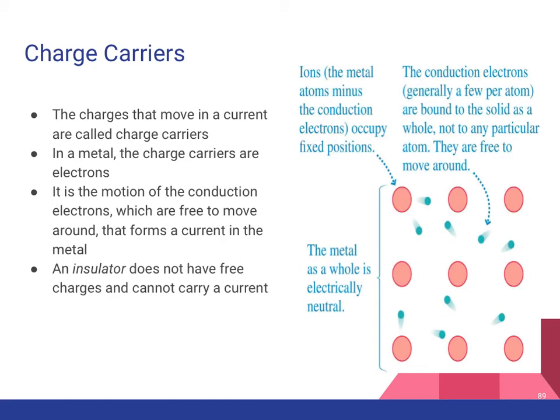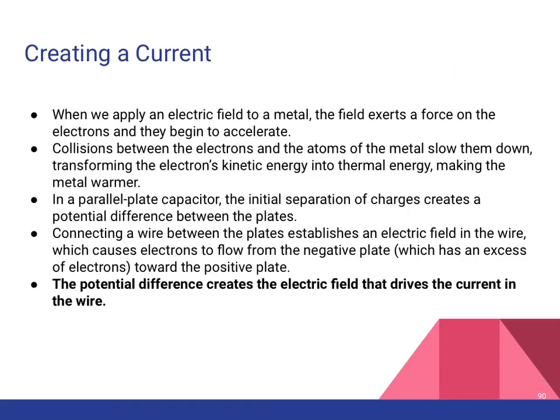So the way that we think about this is the charges that are moving in the wire are called charge carriers. And specifically, those are electrons. And those electrons flow through a conductor because the conductor allows that sea of electrons to flow through it. And the whole metal then is allowing those electrons to flow through that conductor. Now, an insulator does not have free charges and can't carry a current. So when I hook up things like plastic, that's not going to allow electrons to flow and nothing will happen. But those conductors are allowing those electrons to flow.